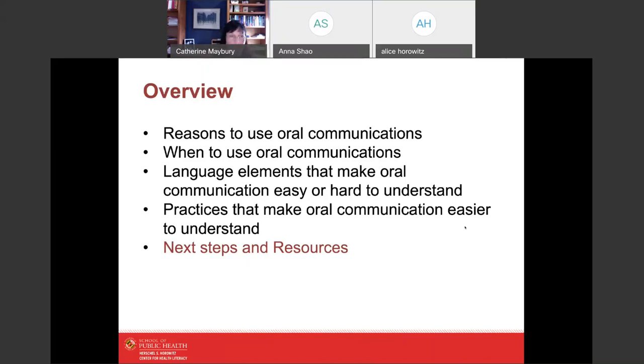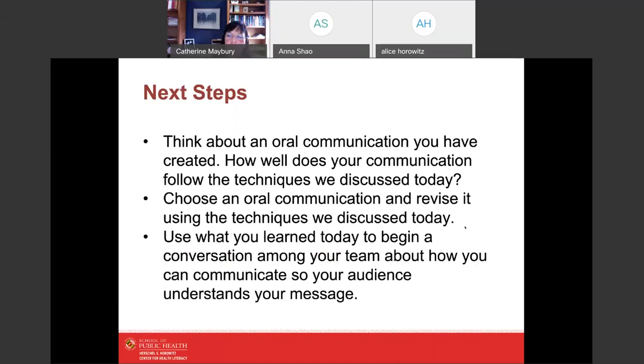Okay, great. So now I'd like to go into some next steps and some resources. After today's session, some of the things that you could do: you could think about an oral communication you've created or a program in which you deliver content, and ask yourself, how well does your communication follow the techniques that we talked about today? You could also choose an oral communication and revise it using some of the techniques, being aware of sentence length or jargon, simplifying information, using the active voice. And then finally, you could use what you learned today to begin a conversation among your team about how you can communicate your message to your audience so that they understand it.